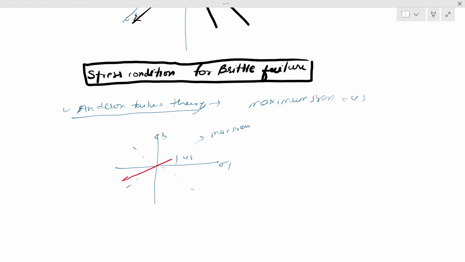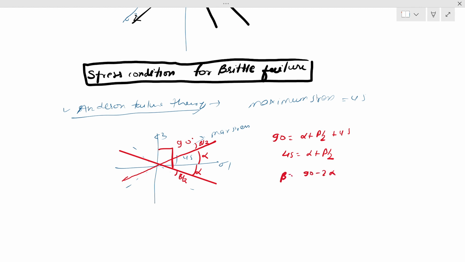So the actual angle will be somewhere beta by 2 from this point and beta by 2 from this point. Okay, suppose this is alpha, then this is also alpha. So we know that this whole angle is 90 degrees. So 90 is equal to alpha plus beta by 2 plus 45. So 45 is equal to alpha plus beta by 2. So beta will be 90 minus 2 alpha.